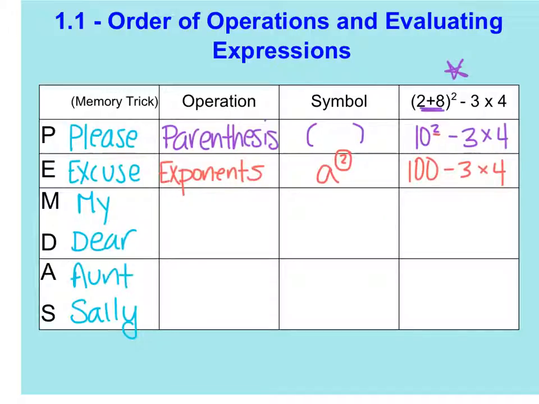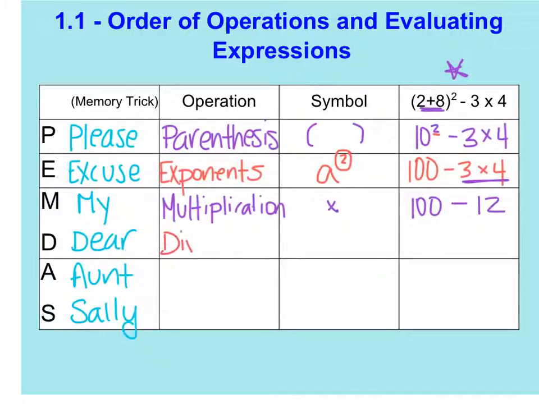Next is M. M stands for multiplication. Multiplication, we know, is all at times. There's other symbols too. And so we are going to multiply 3 times 4. 100 minus 3 times 4, which is 12. Going along with multiplication is division. Division looks like that. We have no division, so we're not going to do anything.